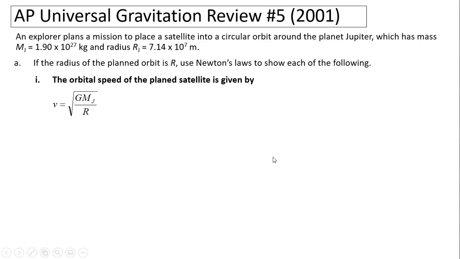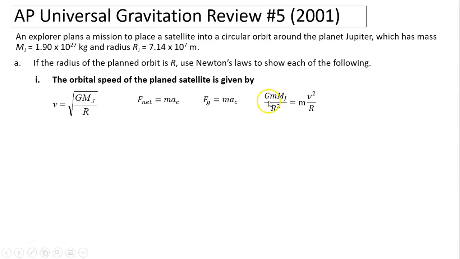Number 1. The orbital speed of the planned satellite is given by this equation: v equals the square root of G mj over r. Let's see. First, let's use Newton's laws. What does Newton's law say? F net equals ma. In this case, what is the F net? F net is Fg. So Fg equals m ac.